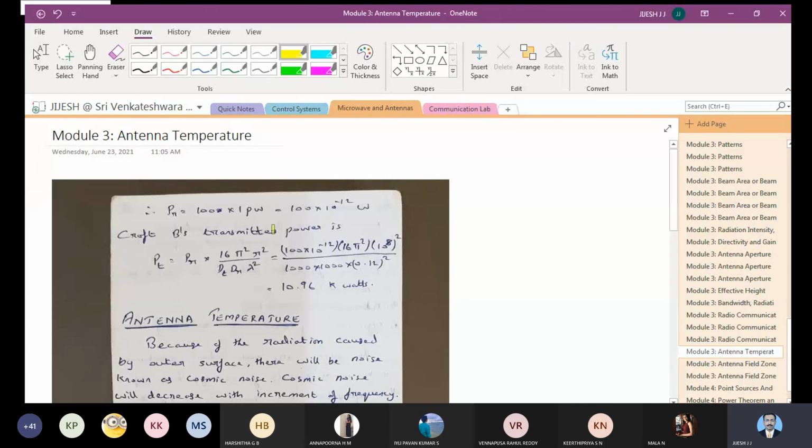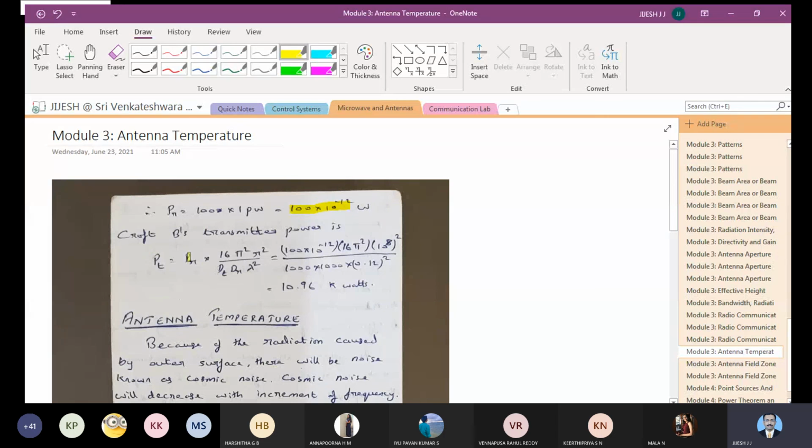Okay, when you do it, you will get 100 into 10 to the power of minus 12 watts. I think you might have done it. PR is 100. Anti-log of 20 divided by 10 will come as 100. 100 into 1 picowatt, you will get 100 into 10 to the power of minus 12 watts. So now after that, the Craft B transmitter power you have to find out.